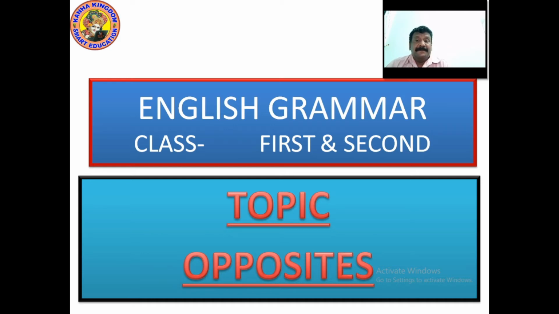So now we will be learning about general knowledge. The topic is opposites. We have already done a good session of part 1. We have learned about opposites. Now we are going to learn more of opposites, which were left for part 2.